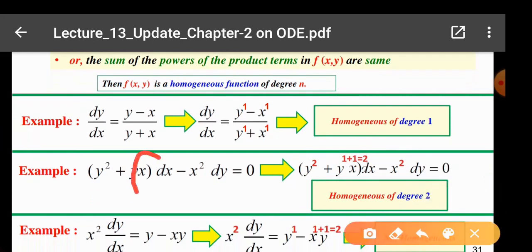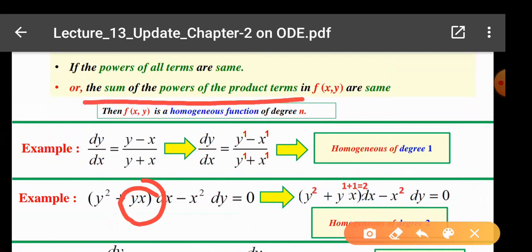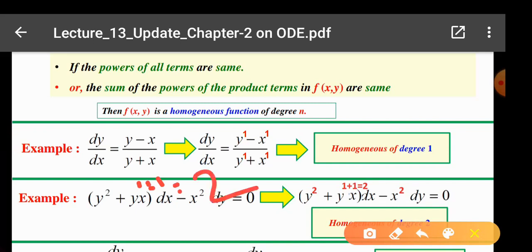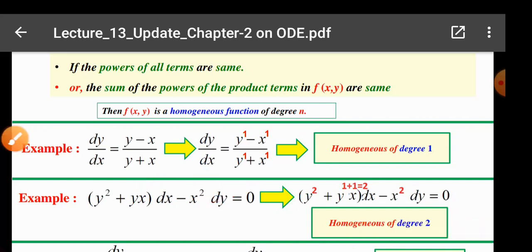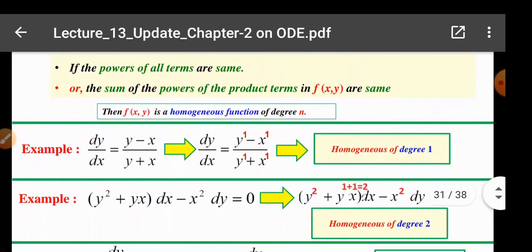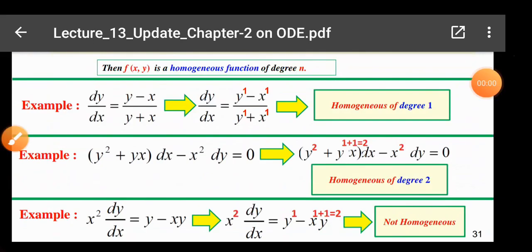This part is important. Here we have a product term yx. So have a look here. If the sum of the powers of the product terms are the same, that means here we have 1 and 1, y to the power 1, x to the power 1. If we sum these two, then you will get 2. That is the same as x to the power 2 or y to the power 2. So this is a function of degree 2. That means this is a homogeneous function.